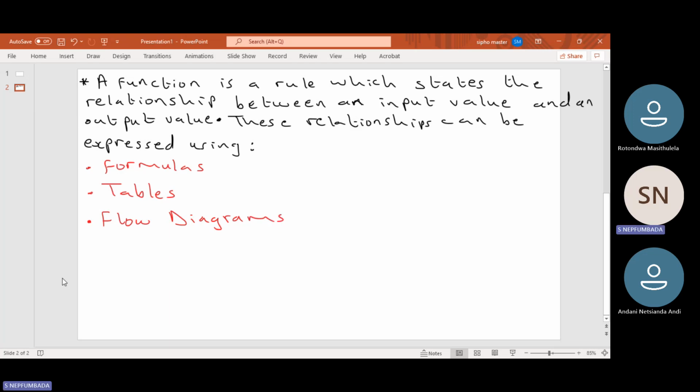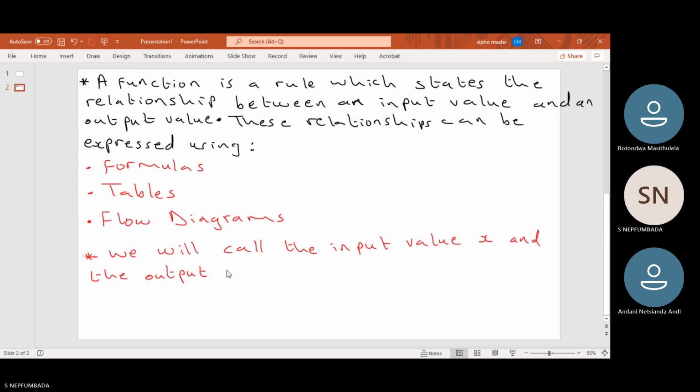So in this section, we'll call the input value X and the output value Y. So let's take an example.